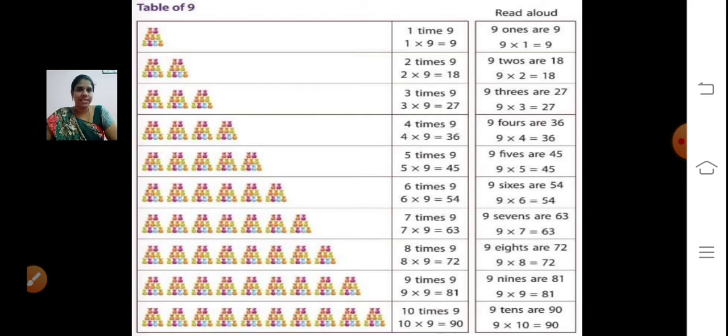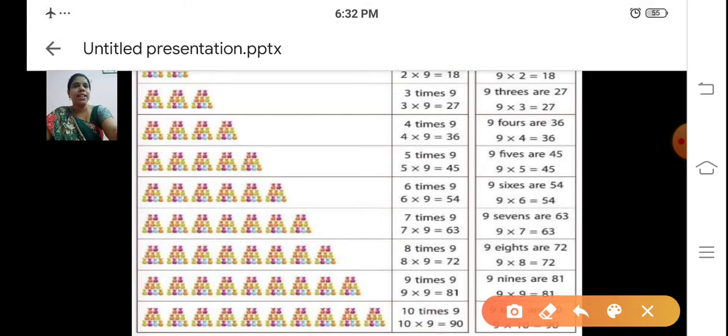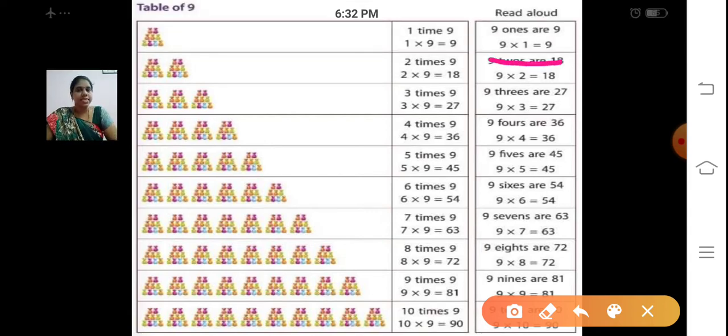Now, table of 9. Repeat after me. Whatever I'm saying, just repeat after me. 9 ones are 9. 9 twos are 18. 9 threes are 27. 9 fours are 36.